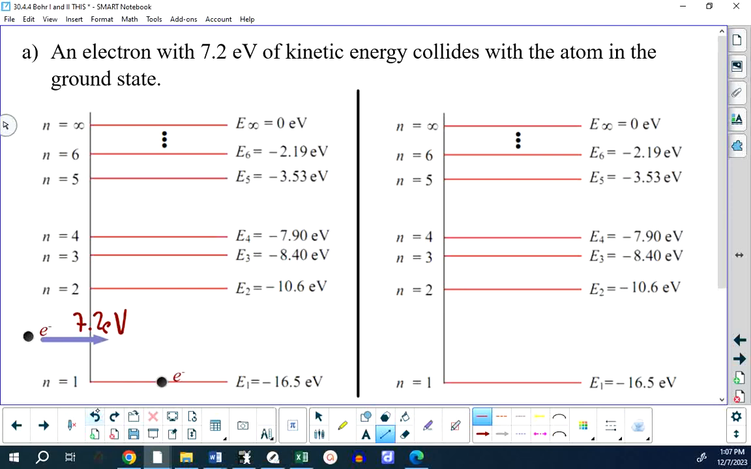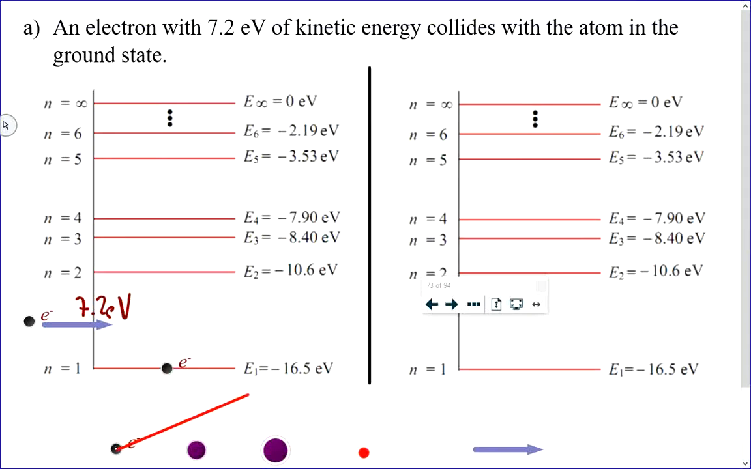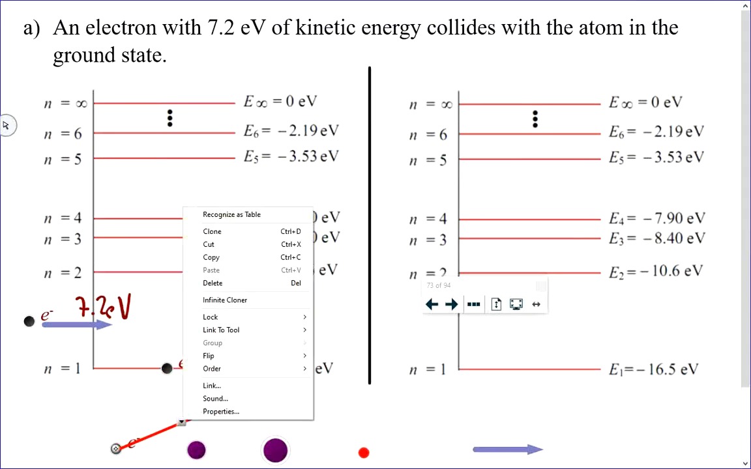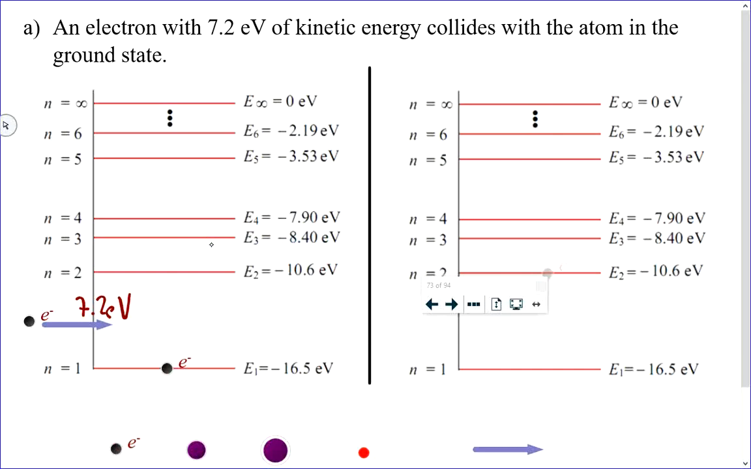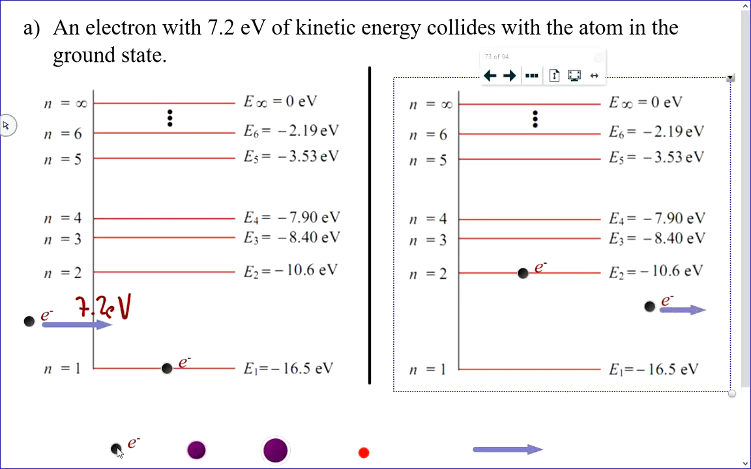So what happens, and you're going to write this down, I'm just verbally telling you what happens. What happens is afterwards, the electron in the atom will be in the excited state, that's n equals 2, and the bombarding electron will ping off of the atom somehow, but it will have less energy than it did. A lot less. How much less?